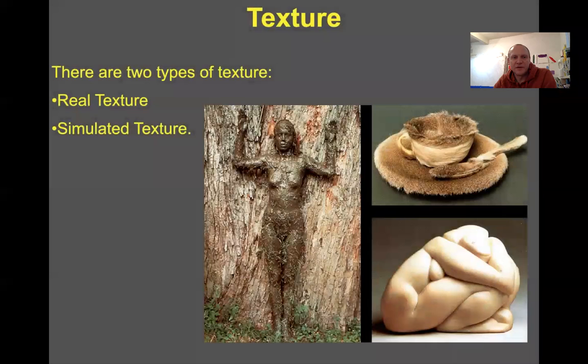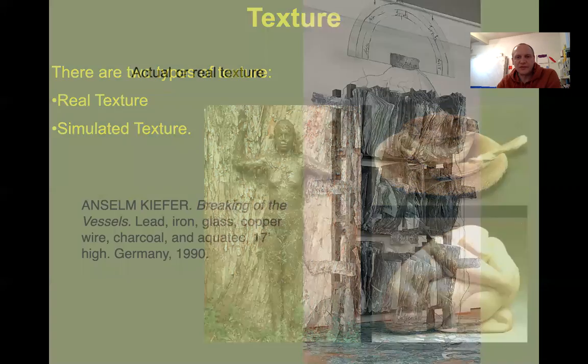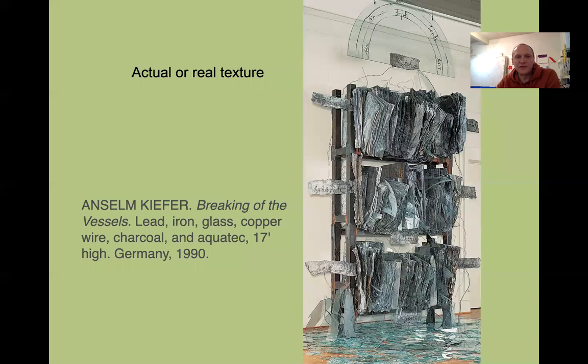Texture. So there are two types of texture, kind of like mass. There's real texture and there's simulated texture. So when we look at something that is real texture, this Anselm Kiefer work has real texture. It is an actual thing, right? You could go up and touch this and actually feel the objects. It's real. It's right there in space in front of you, three-dimensional.